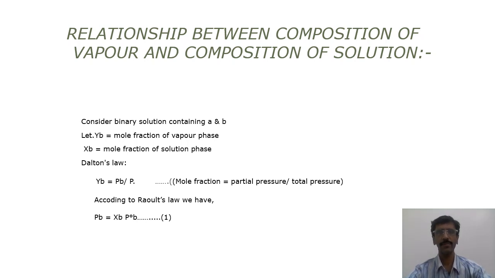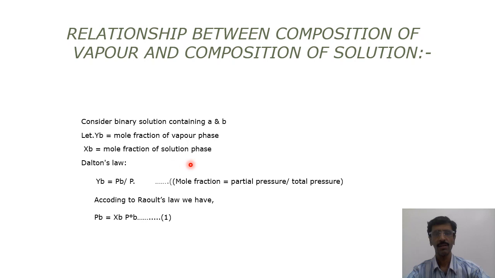So my dear friends, when we talk about the relationship between the composition of the vapor and the composition of the solution, we first of all consider the simplest solution, the binary solution, containing A as well as B. Now point number two: we assume that YB is the mole fraction in the vapor phase, whereas XB is the mole fraction in the solution phase.